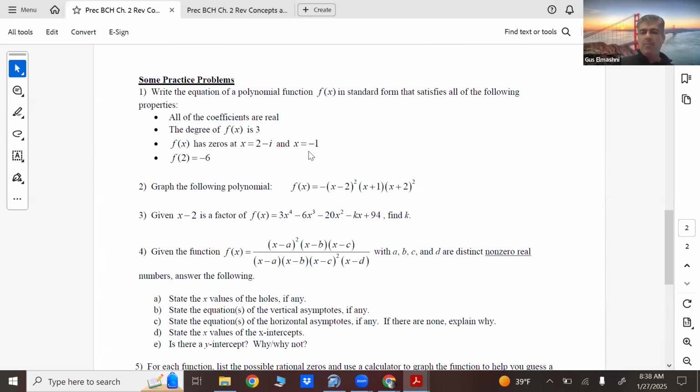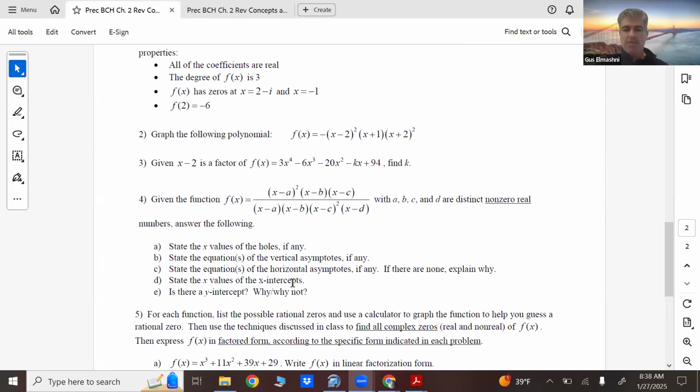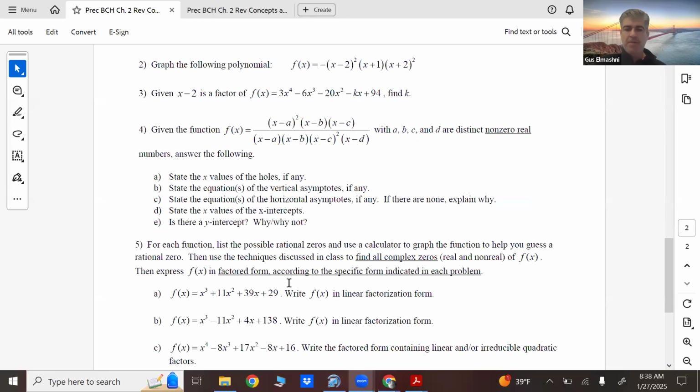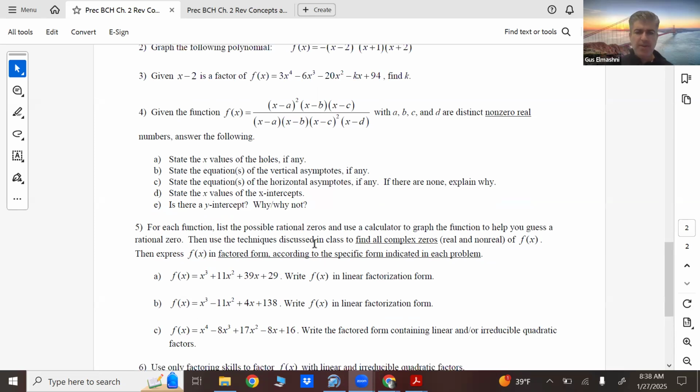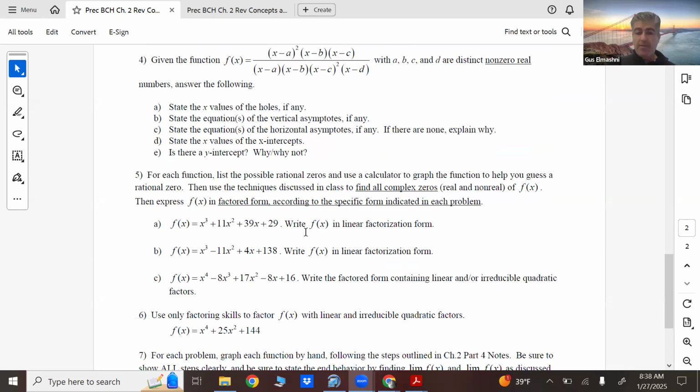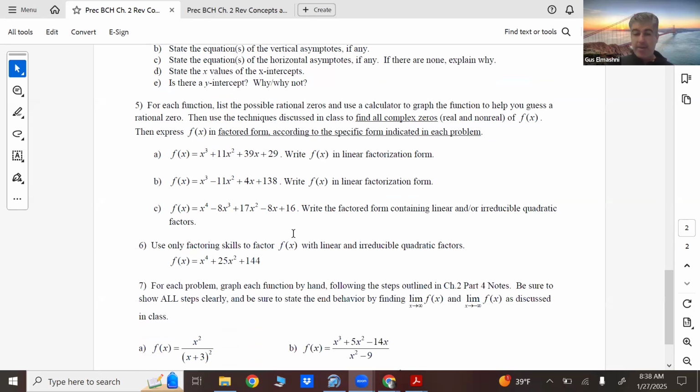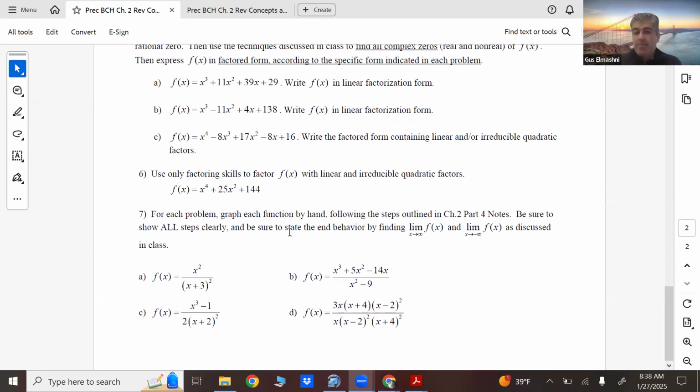So, one particular problem is something like this here. If I give you some information about a polynomial, write the equation, graph something that's factored, given a factor, find what k is. We had that on a quiz. This is more of a hypothetical question: what would the holes be, or vertical asymptotes, horizontal asymptotes, or if there aren't any, explain why, x-intercepts, y-intercept. Kind of a general function there. Writing linear factorization, factoring, graphing rational functions.